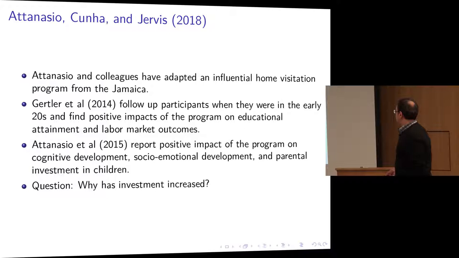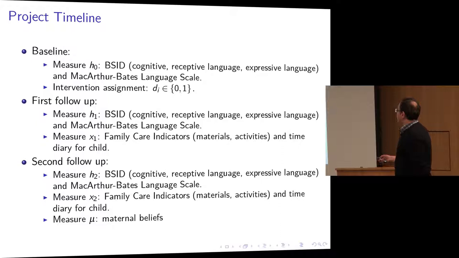So here's the study. At baseline, they did a measurement at age zero, which is the Bayley scale of infant development and the MacArthur-Bates language scale. Once they collected the data, they assigned villages to either control or treatment. Eighteen months after the beginning of the program, they went back and did the first follow-up. They collected again measures on child development and measures on parental investments. Then they did a second follow-up 18 months later, again with measures of child development and measures of investment.